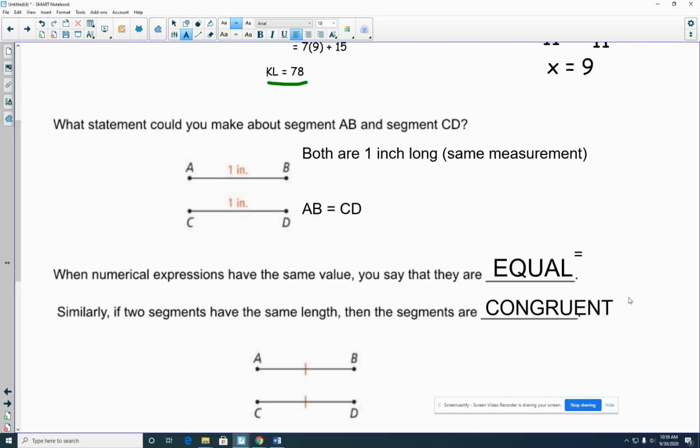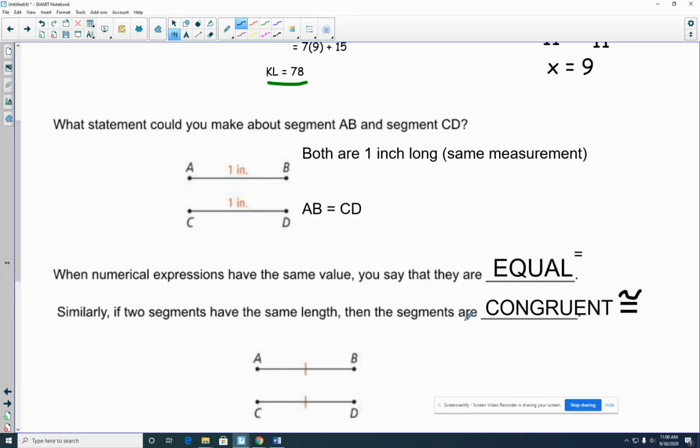Now, when two things are equal, we use the equal sign. When two things are congruent, there's actually a different symbol. Let's actually draw the symbol in. It's an equal sign, and on top of the equal sign, you do a little squiggle. So congruence is that equal sign with a little hat on it. This means congruent. Just the equal sign means equal.